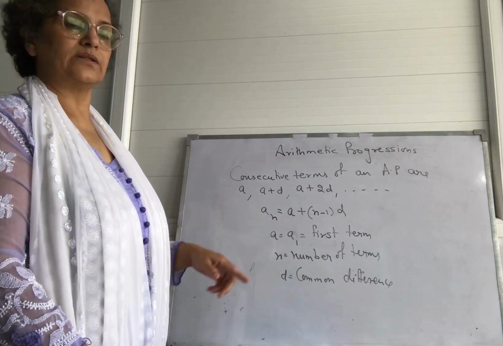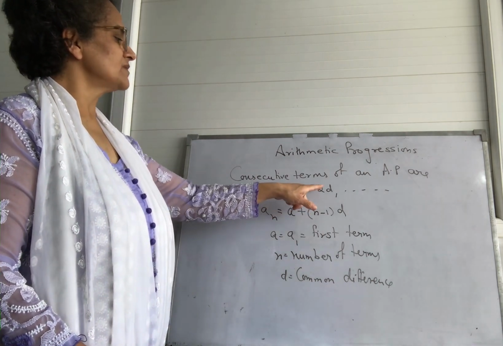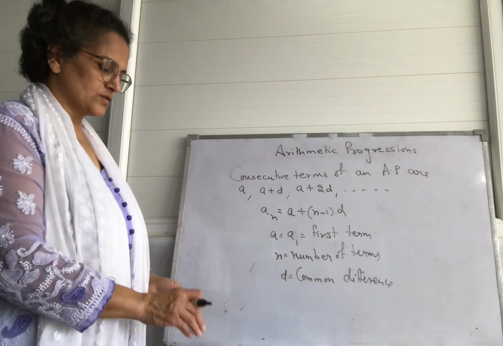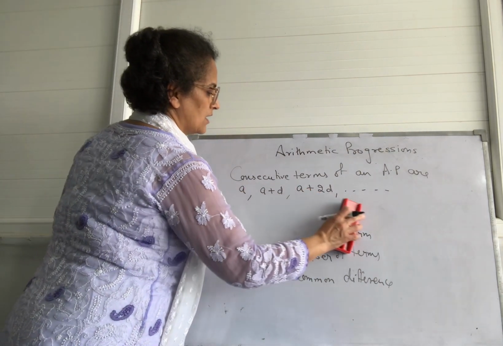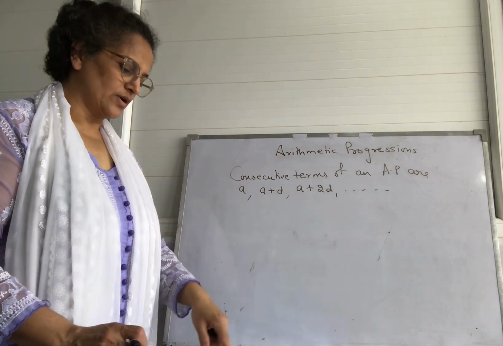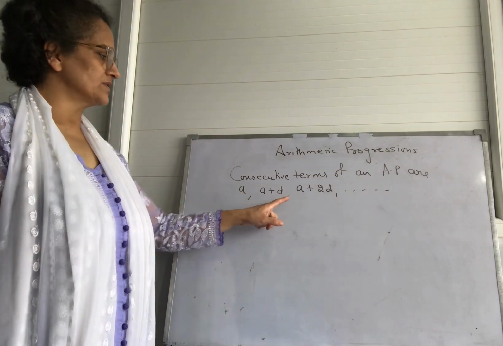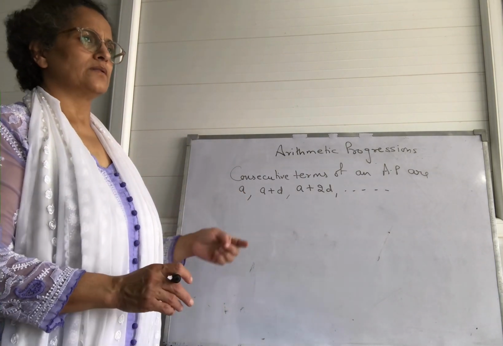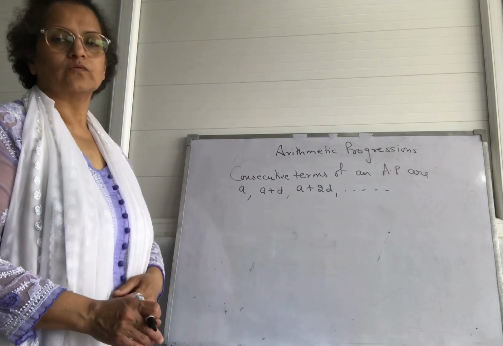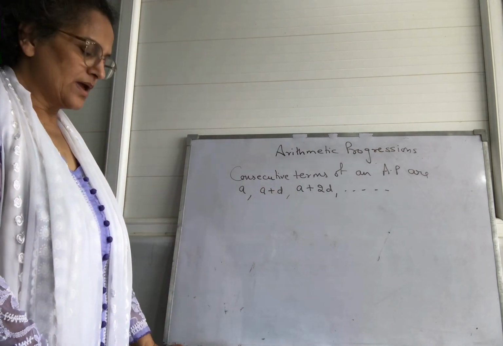If they say 13th term, it will be A plus 12D, because you can see the third term, this is A plus 2D. So you can remember the formula using the nth term. And these are the consecutive terms. In case they want you to form an AP, you will put two values, A and D, to form an AP.